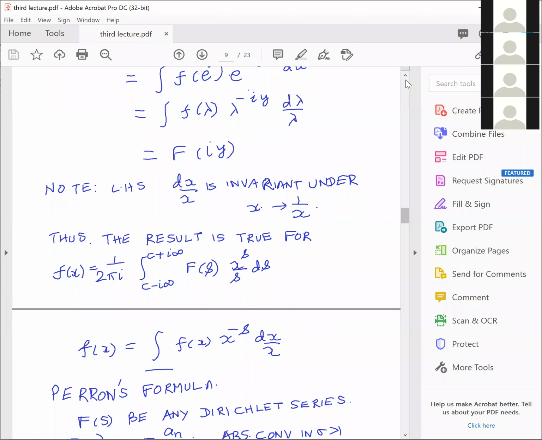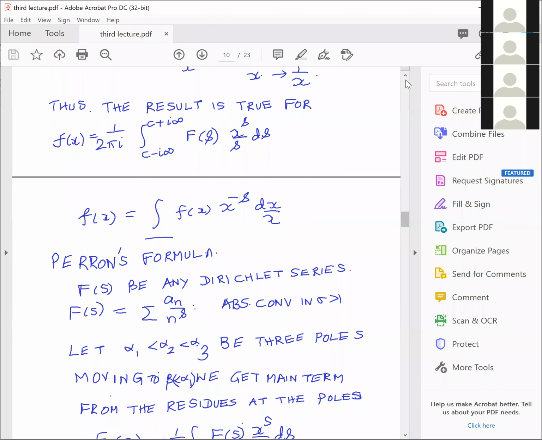And now let's look at Perron's formula. Perron's formula is something which I discussed in the very first lecture. Let f(s) be any Dirichlet series, f(s) equal to the summation of a_n by n^s, and let us assume that this Dirichlet series is absolutely convergent for sigma bigger than 1. And then I want to write the main term.